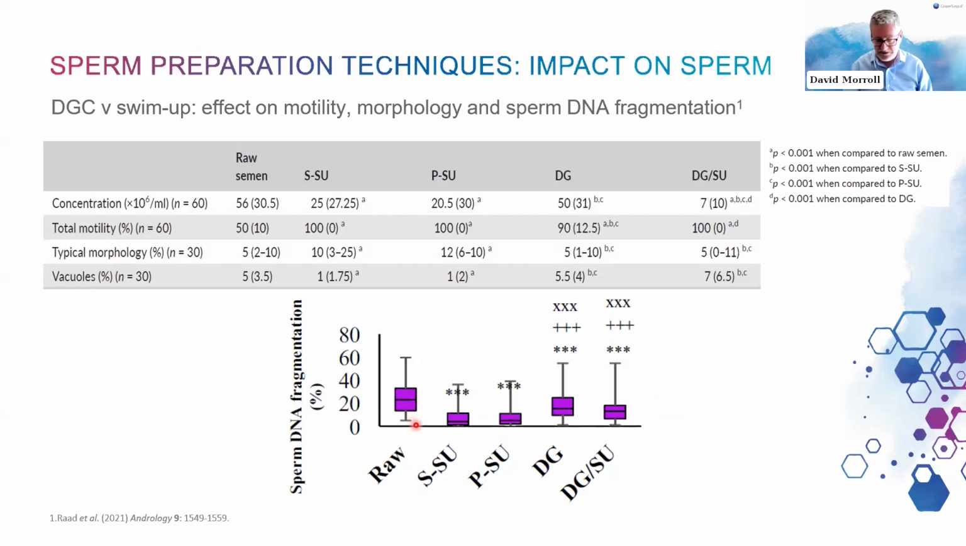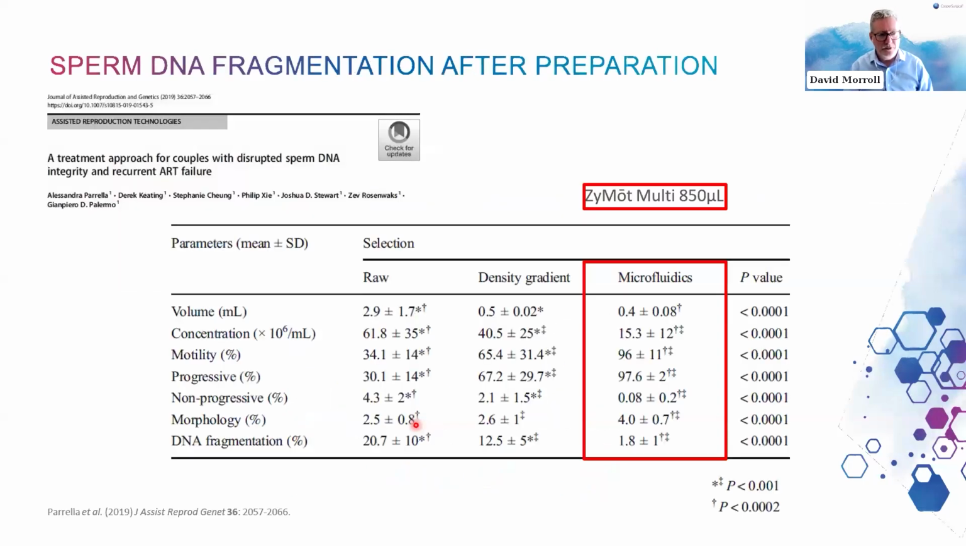It's not so obvious in that chart, but we can see it in other papers. These really show why these microfluidic chambers, the Zymot, are seemingly a step up in their ability to reduce DNA fragmentation. This is a paper from a US group, from Giampiero Palermo's lab, from Perella and colleagues in 2019, where they compared density gradient with the microfluidics. It was a Zymot multi-850 in this paper.